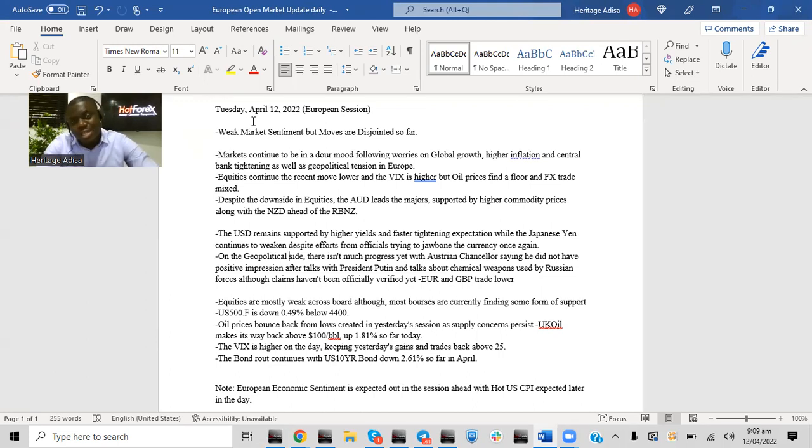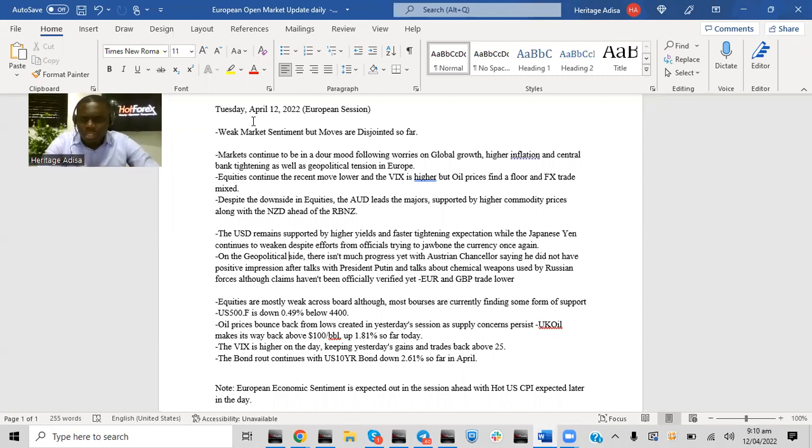And then you have rising virus cases in China amid lockdowns. Even though in today's session we had a little bit of a slowdown in the numbers, it's still very high. Lockdowns are still very much in play, and that clearly points to the overall weak environment that we have. Generally, equities are down.